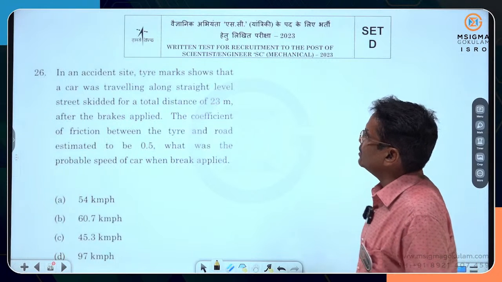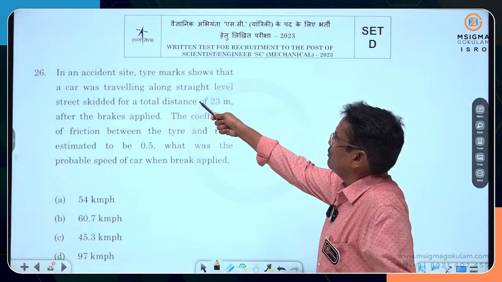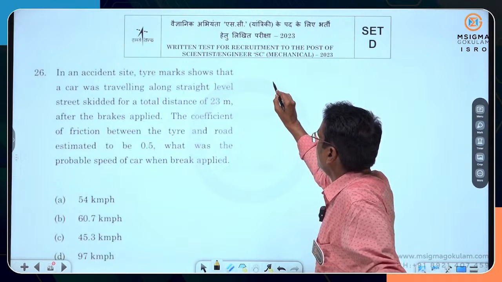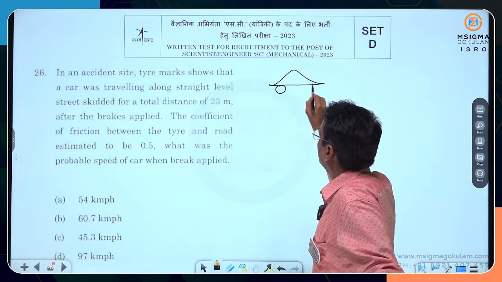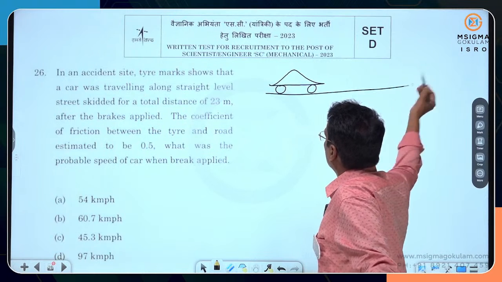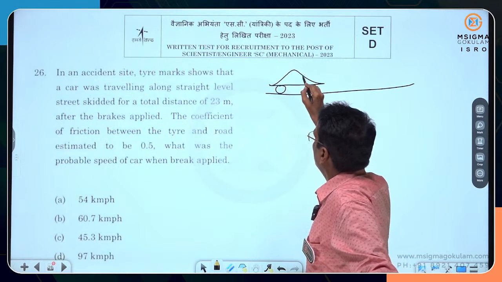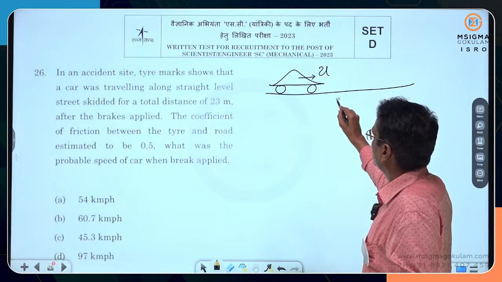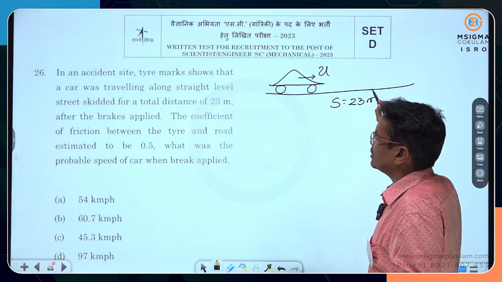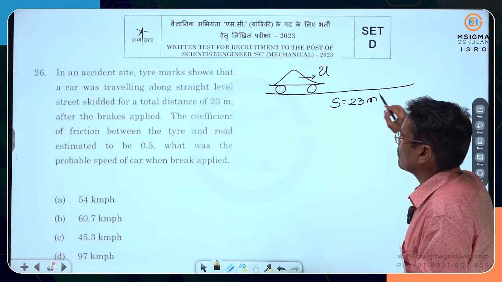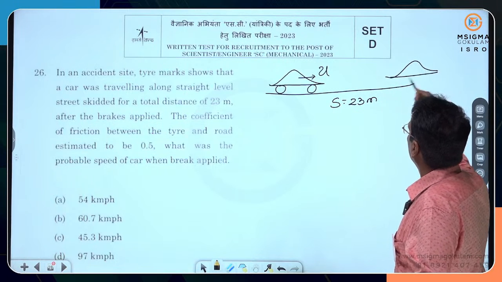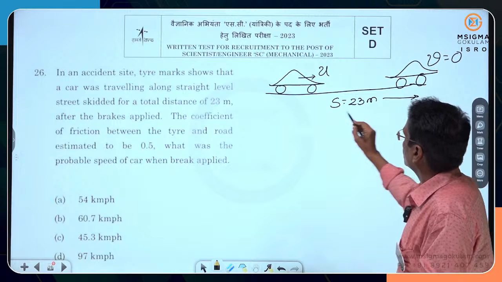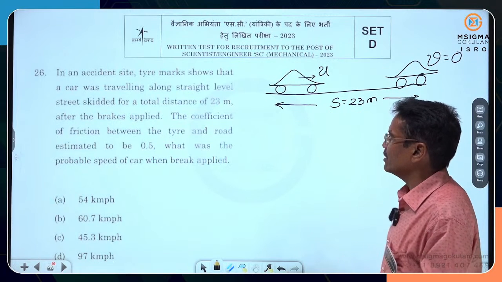In an accident site, tire marks show that a car was traveling along a straight level street, skidded for a total distance of 23 meters. A car skidding, maybe because brakes were suddenly applied, it is coming with a velocity u, and after skidding it travels a distance of 23 meters after the brakes were applied, and finally the car halts. Final velocity is 0. The total distance travelled is 23 meters.